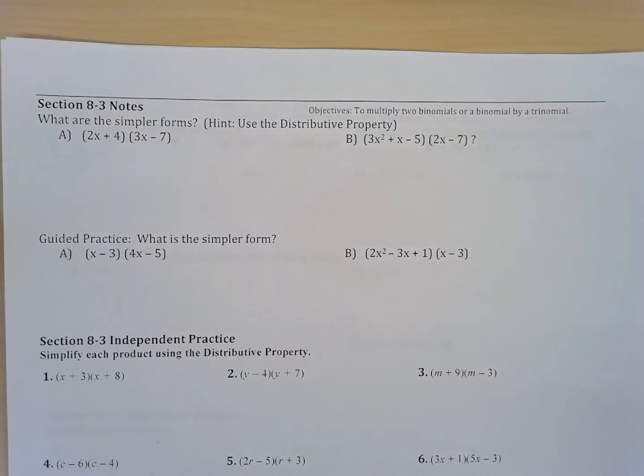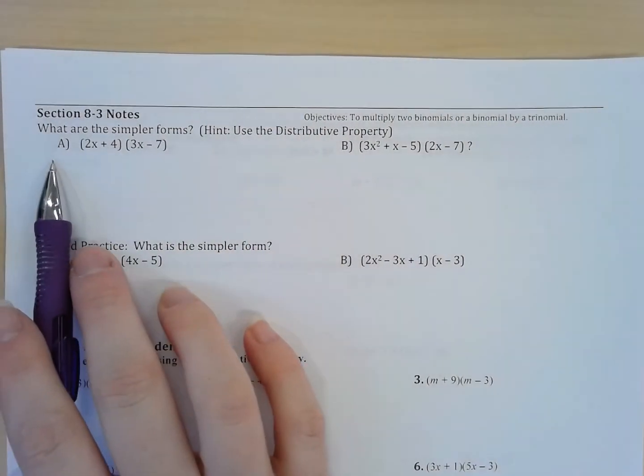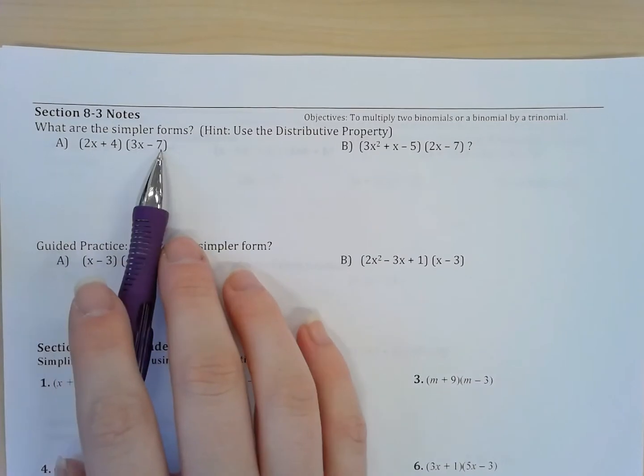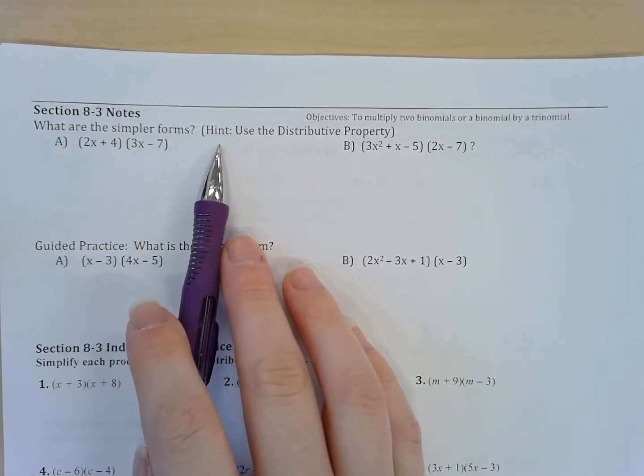This is section 8.3 notes. Today we're going to be distributing multiple times. So we're going to have questions that look like this, and they're going to ask, what are the simpler forms? And the hint is to use the distribution property. So now we're having two parentheses.